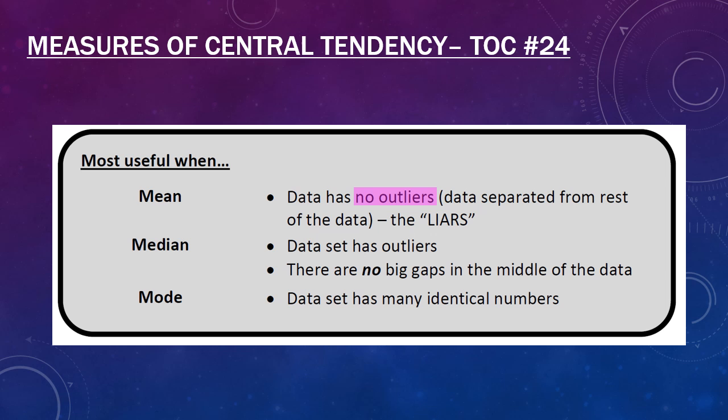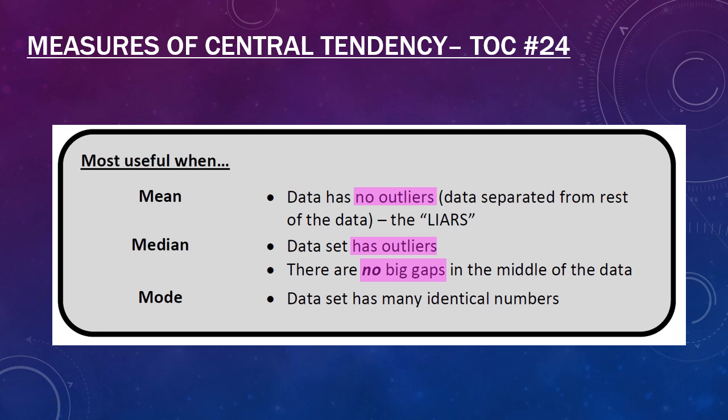The median we would use if the data has outliers. So use the mean most of the time, unless there are outliers, and then you use the median. And with the median, you also have to watch out for big gaps, because if there are big gaps in the middle, then you don't want to use the median.